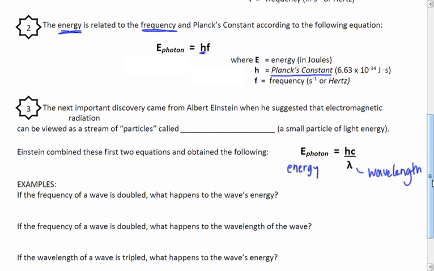It is a particle of light. Okay, we've been talking about light as a wave, but we saw in the Brain Pop video it can also be a stream of particles, which we call photons. We know that the prefix photo means light: a photograph, photosynthesis. Anytime you have photo, it means light. So this is a small particle of light energy.